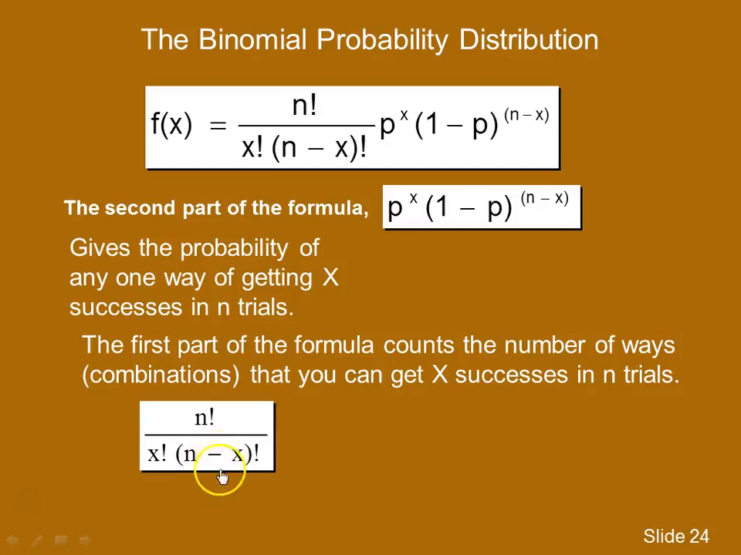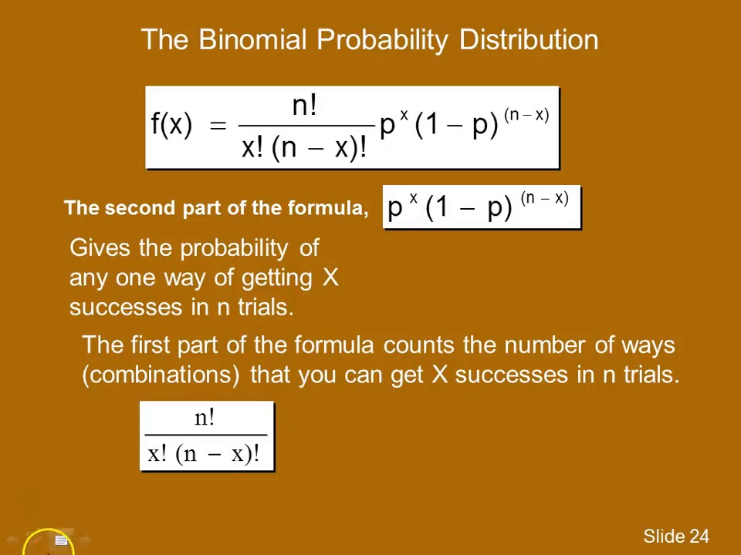The second part of the formula is realizing that there's more than one way this event can occur. If you go back to my example of flipping a coin 5 times, if I'm interested in the probability of 3 heads, I don't care if the 3 heads come first, second, and third, followed by 2 tails, or first, second, and fourth, followed by 2 tails, and so forth. I need to count all the different ways this could occur.